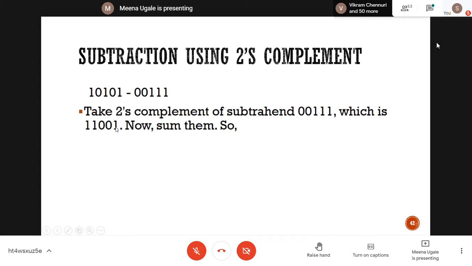After getting this two's complement, we are going to sum up. Which two numbers will we sum up? My first number is 10101 plus 11001. So I will add these two numbers. You also add and see what is the answer you are getting here.